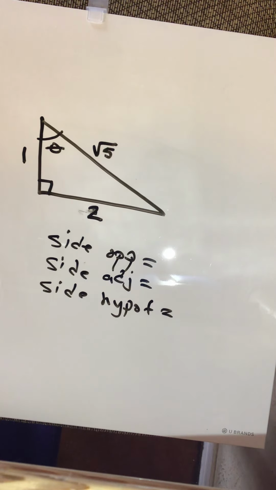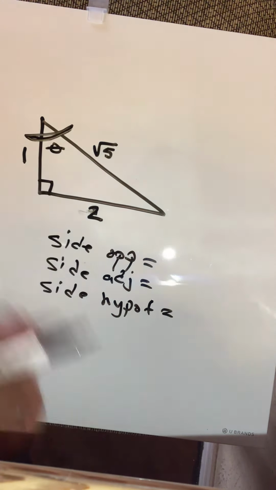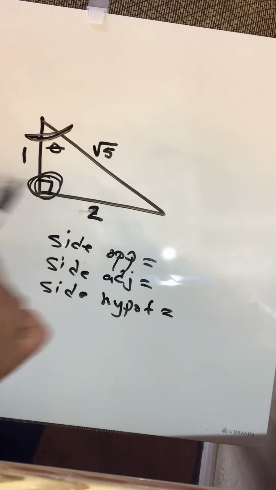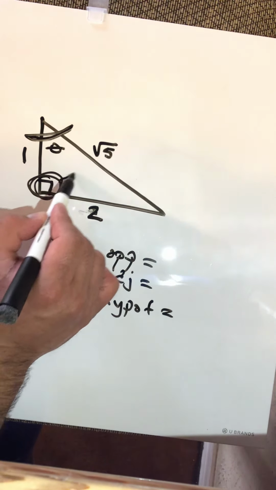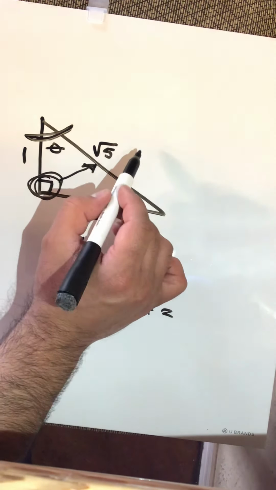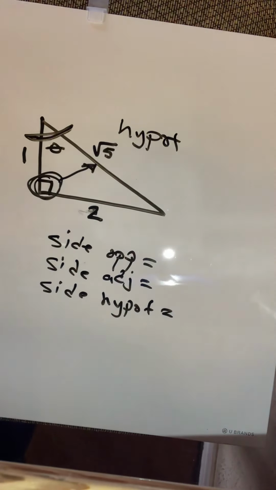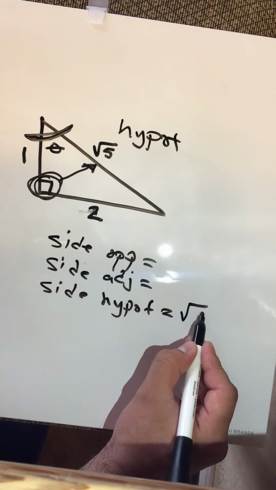So, if I'm using this as my reference angle, right? Now when I work these out, the first thing I'm going to do is find my right angle. This is my right angle right there. And the side opposite from the right angle is always going to be my side hypotenuse. So this is going to be my side hypotenuse. So the side hypotenuse is going to be the square root of 5.